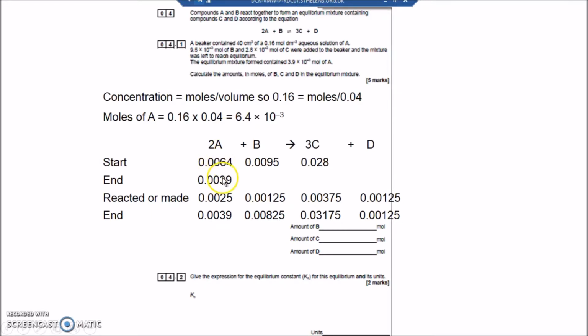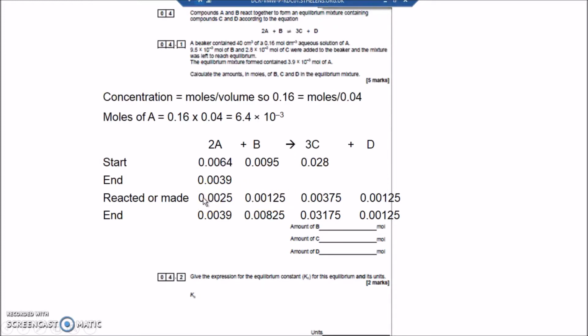So my first job is to work out how much of A has gone. 0.0064 take away 0.0039 is 0.0025. 0.0025 of A have gone from the start to the end. So if 0.0025 of A have gone, 2 moles of A react with 1 of B, 2 to 1. So for every 2 moles of A reacting, 1 mole of B will react. 0.0025, divide that by 2, 0.00125 of B have reacted. Okay? 0.00125 moles of B have reacted.